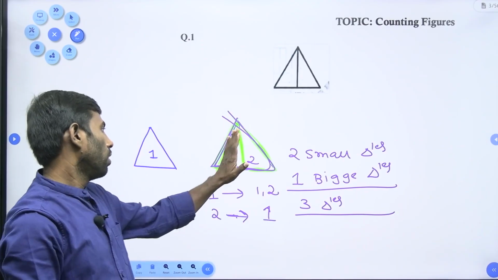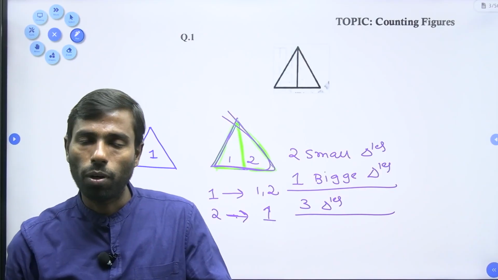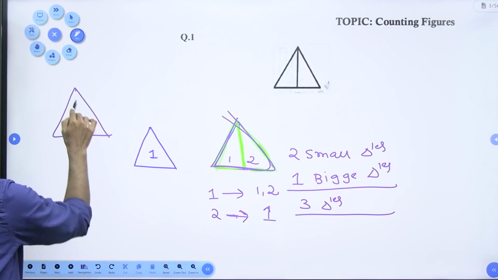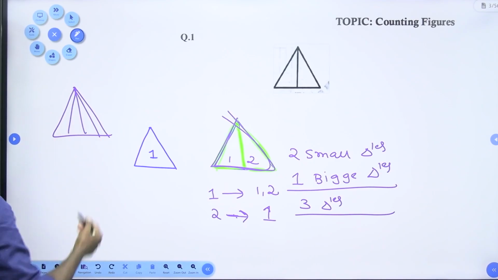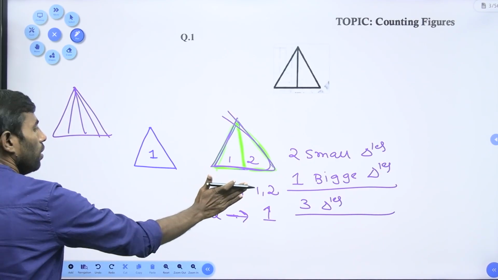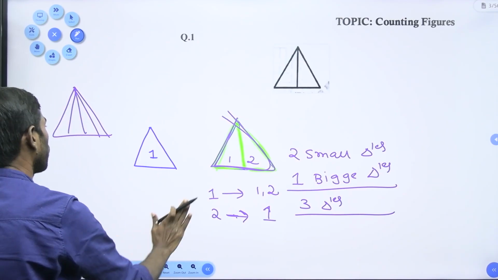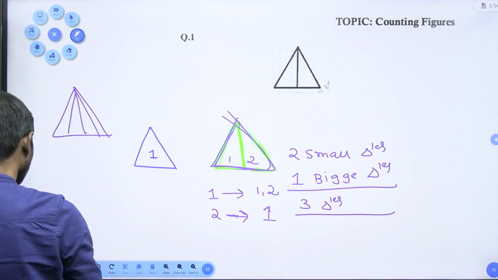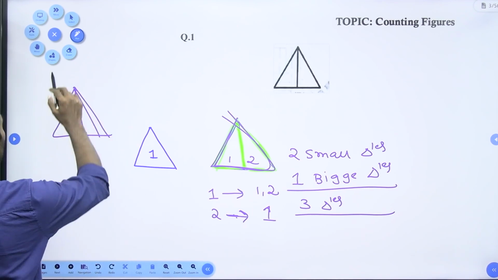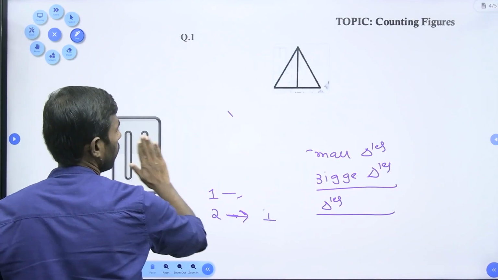You can count 1, 2 small, 1 big. The figure is small, so you can count it easily. What if the figure is big? The figure is like this. Can you count them? You can count here, but it will take some time. So to avoid this confusion, there is one logic. We'll see what it is.